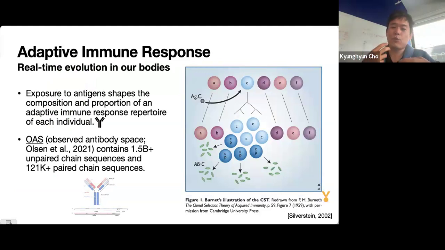Now, our immune system is going to adapt to these different types of exposures, resulting in a diverse set of antibodies that are human-like and are often very, very useful. So the OAS, Observed Antibody Space dataset, that is maintained by Oxford, for instance, contains more than 1.5 billion antibody chain sequences, and more than 120,000 paired chain sequences. And now we can rely on this in order to narrow down the search space of the antibodies.